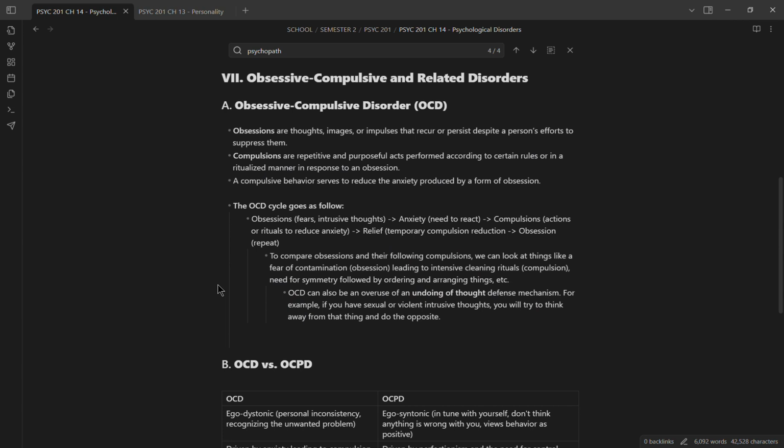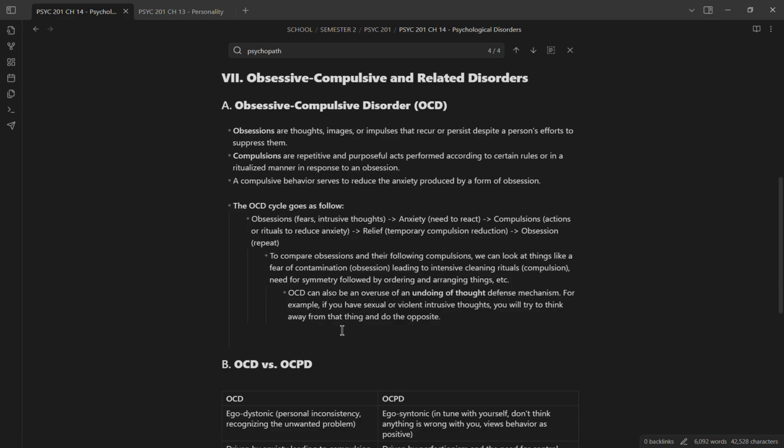So the OCD cycle typically follows as an obsession happening, right? A fear or an intrusive thought, followed by anxiety, which is a need to act, which leads to a compulsion, which is the acting or ritual to reduce anxiety, leading to relief, which is temporary, which then leads to obsession again, right? And it repeats. To compare obsessions and their following compulsions, we can look at things like a fear of contamination, which is an obsession leading to an intense cleaning ritual, which would be the compulsion.